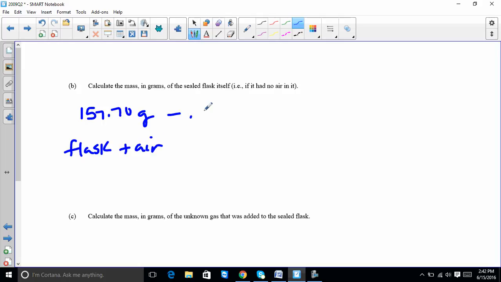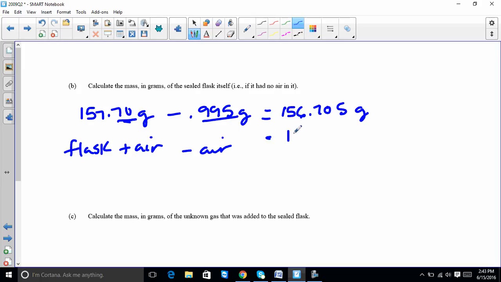And then if you subtract off the mass of the air, this is simple algebra. Flask plus air minus air is equal to the mass of the flask. Now, when you subtract, you count decimal points. 157.70 minus 0.995, my calculator actually says 156.705 grams. However, this is good to two decimal places, this is good to three. It's only good to two. Best answer to this question is 156.71 grams.